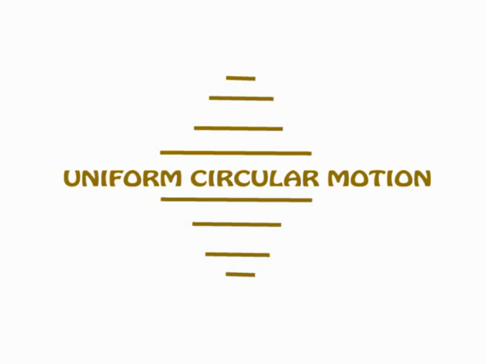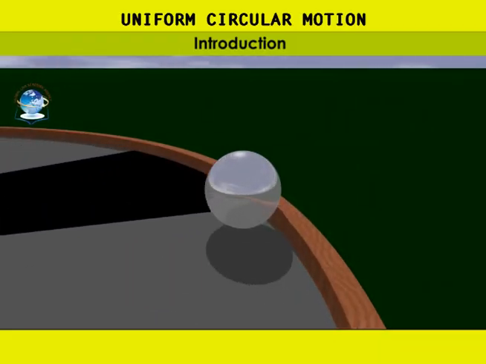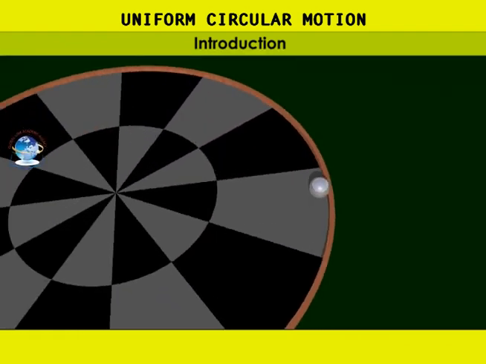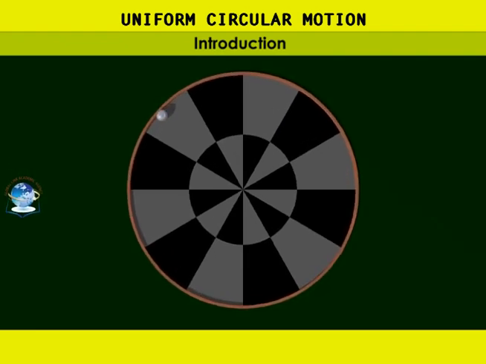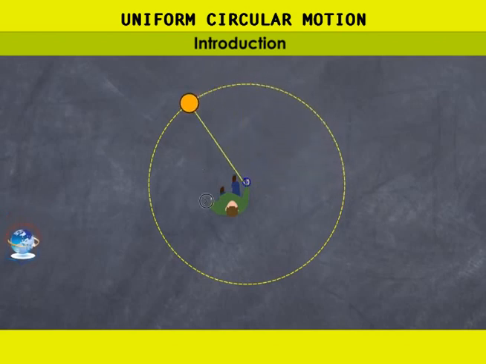Next chapter, uniform circular motion. Now, the motion of an object along a curved path is called curvilinear or circular motion. Uniform circular motion, therefore, is the movement of an object along a curved path at uniform or constant velocity. In other words, its velocity does not change with time.